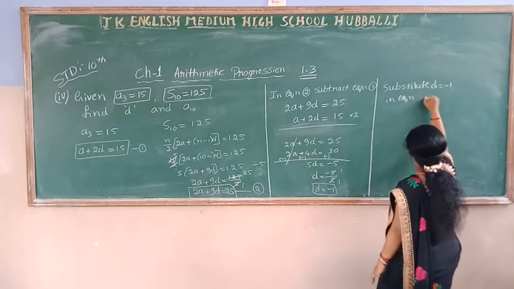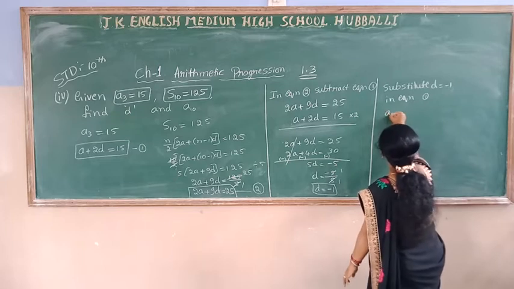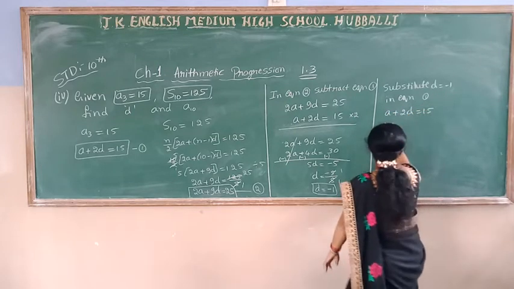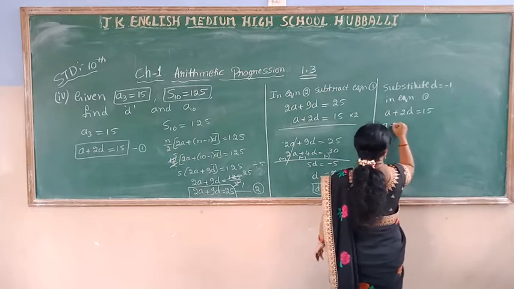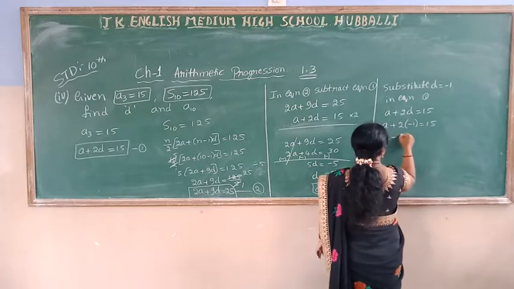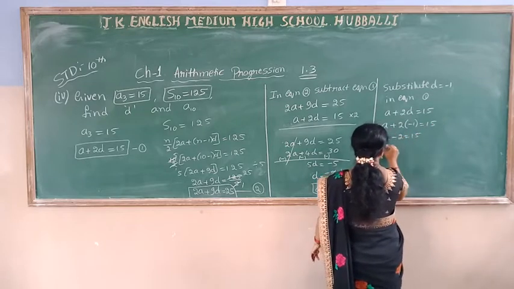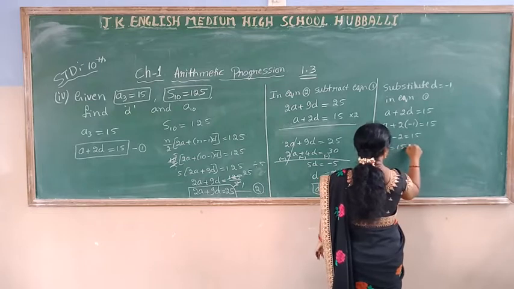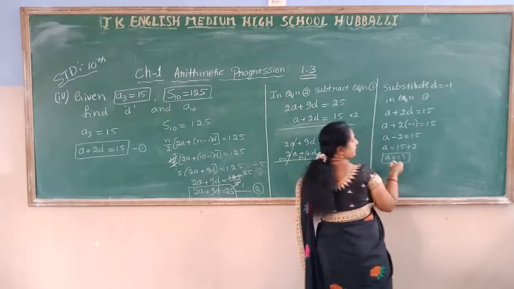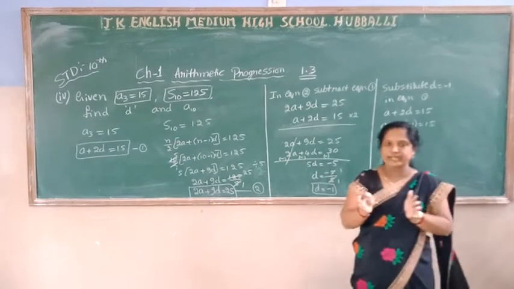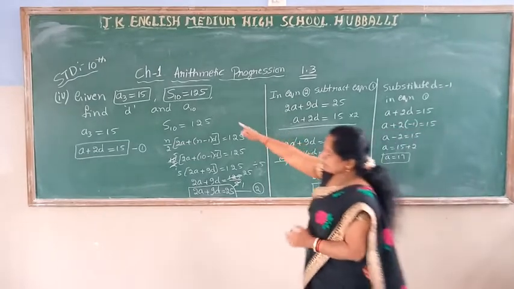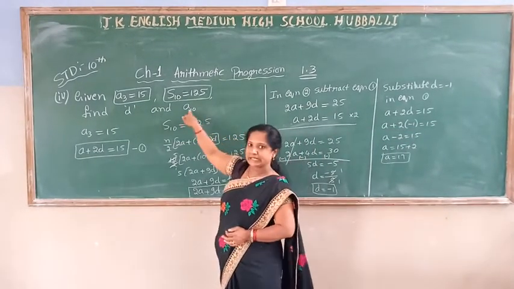In equation 1, that is a plus 2d is equal to 15. Substituting the d value minus 1, it becomes a minus 2 is equal to 15. So a is equal to 15 plus 2. The a value I got is 17. After getting the value of a, I have to find the 10th term of this AP. A10 I have to find out.